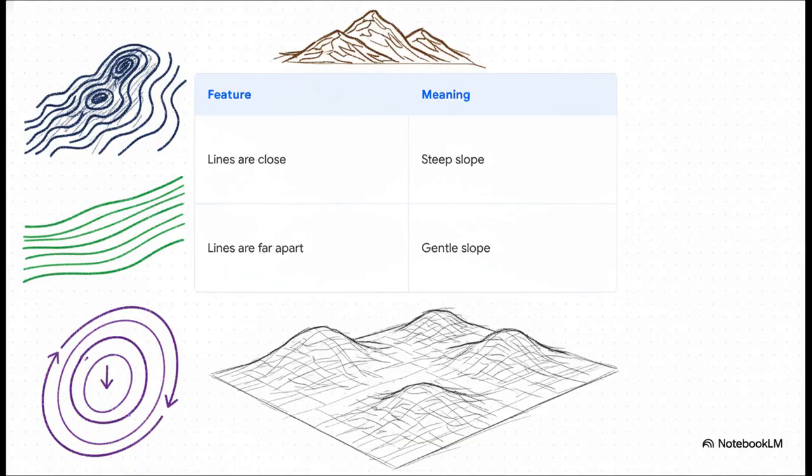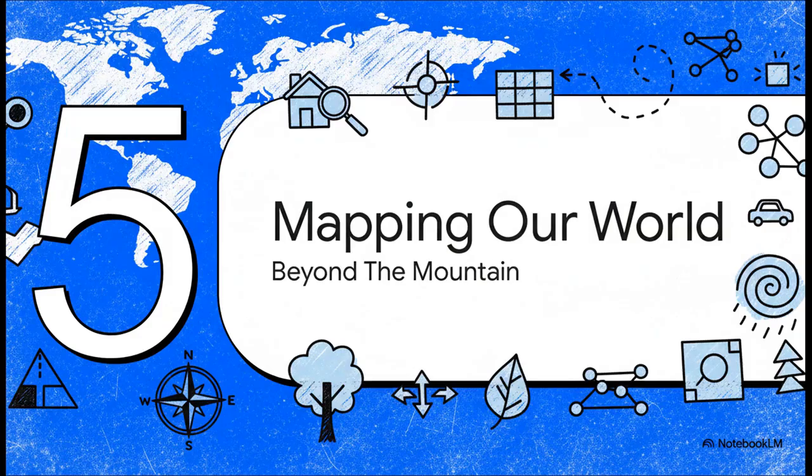And these maps, they tell you so much. If you see the lines are all bunched up close together, that means the mountain is super steep right there. You're gaining a lot of height really fast. But if the lines are spread way far apart, that's a nice, gentle slope. And when you see a bunch of closed loops one inside the other, you're looking at a summit or maybe a deep basin.